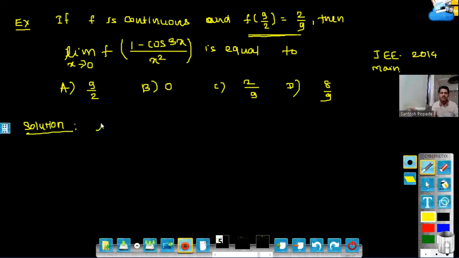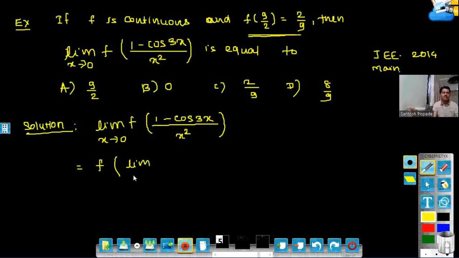So, we have here limit of f of (1 minus cos 3x divided by x square) as x tends to 0. Using that theorem of limit of a composite function, I can write this is equal to f of the limit of (1 minus cos 3x upon x square) as x tends to 0, isn't it? And we have the formula for finding this limit. We can find the limit of the function inside the bracket using a corollary.